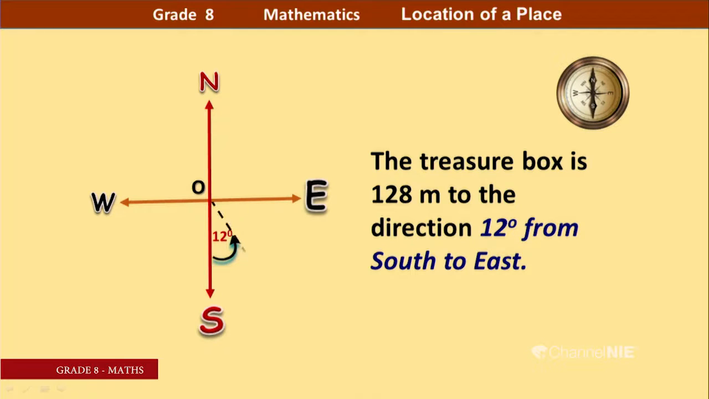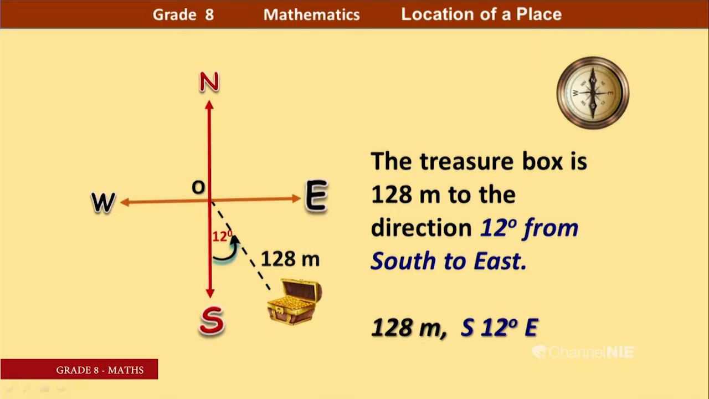Then we draw the line. So, the treasure box is somewhere along this direction. What is the distance from O to treasure box? That is 128 meters. So, treasure box is 128 meters from O to the direction 12 degrees from south to east. We can write it as 128 meters, capital S, 12 degrees, capital E.